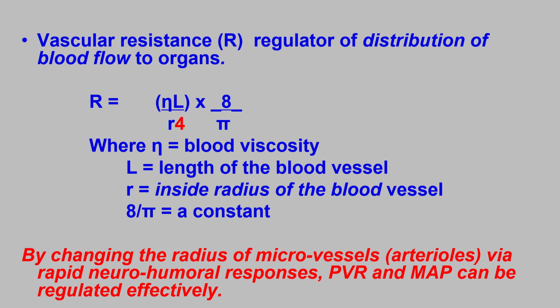So this becomes clear when you look at the formula for vascular resistance, or for resistance through any tube, because resistance in a blood vessel is inversely proportional to the fourth power of the radius of that blood vessel, as you see here in this formula. And therefore, by changing the radius of very small vessels, such as arterioles, via rapid neurohumoral responses, you can vary peripheral vascular resistance quite profoundly up or down, and therefore mean arterial pressure can be regulated effectively.